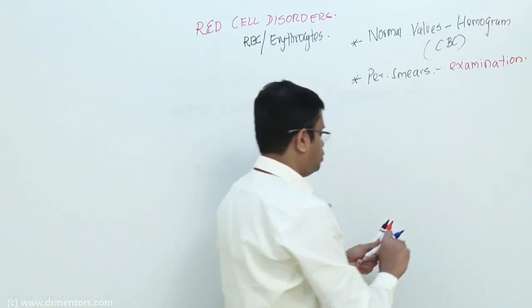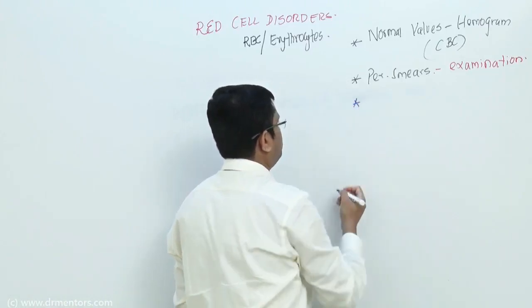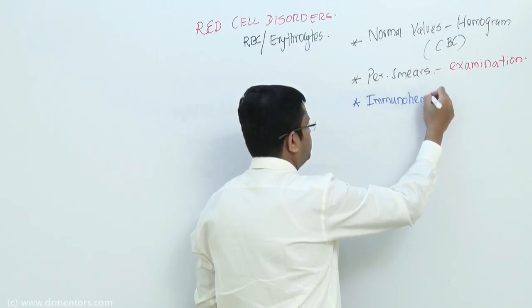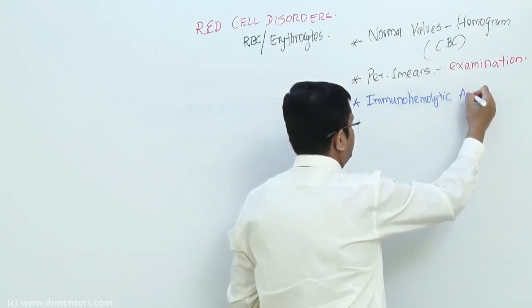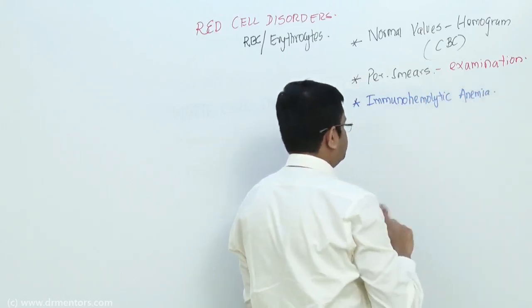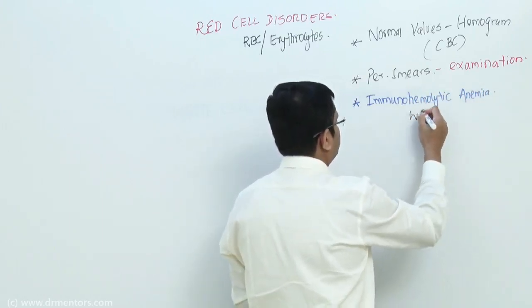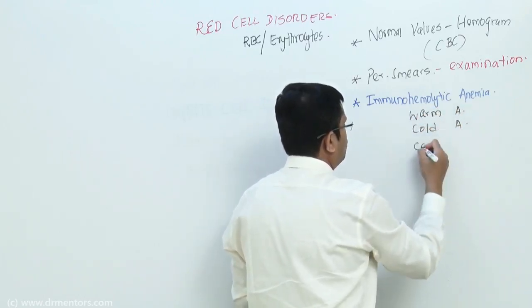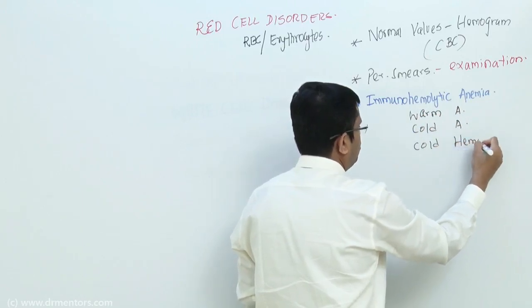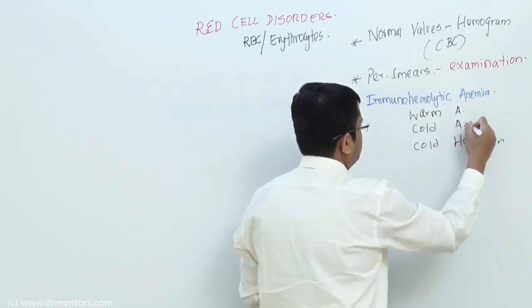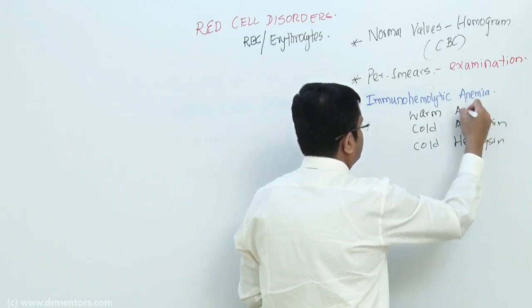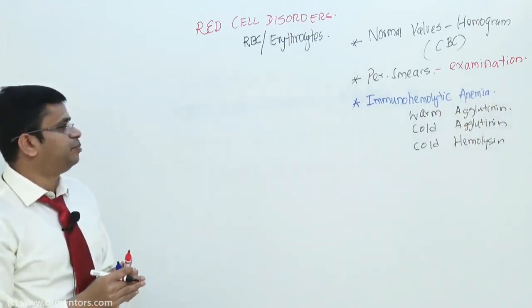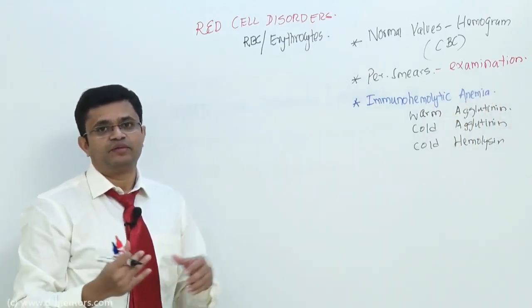Then the third thing we are going to focus on is the various subtopics, something like immunohemolytic anemias. In immunohemolytic anemias, we have sessions like warm agglutinin type, cold agglutinin type, and cold hemolysin type. So we'll learn all these; these are the 3 different types of immunohemolytic anemia we are going to discuss.